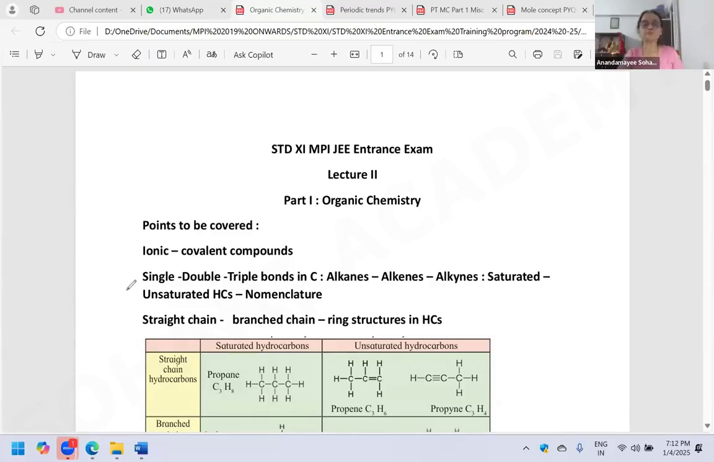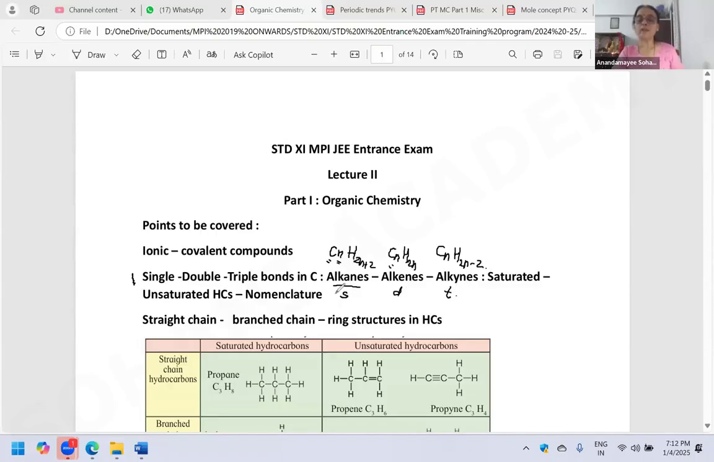Then coming to alkane, alkene, alkyne. Is everybody comfortable with the general formulae of alkanes, alkenes, alkynes? Yes, ma'am. CnH2n+2, CnH2n, and CnH2n-2. These are the general formulae, where n stands for the number of carbon atoms in it. Alkanes will have all single bonds. Alkenes will have at least one double bond, at least one. And alkynes will have at least one triple bond.